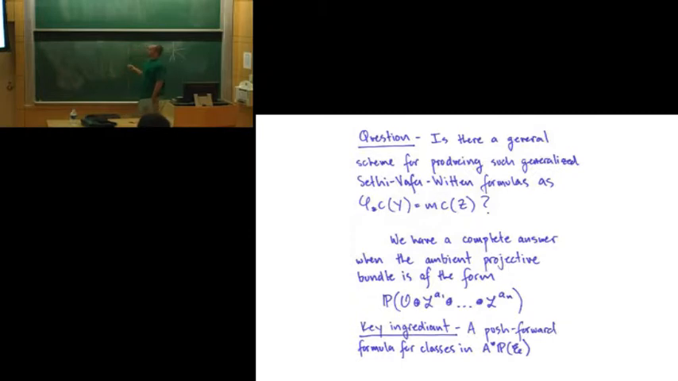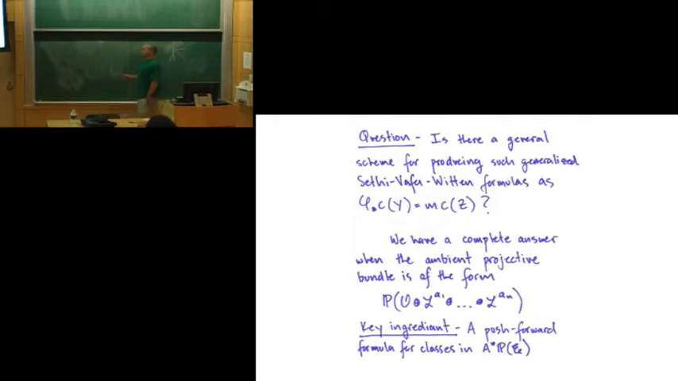So the partial answer is, well, we have a complete answer when the ambient projective bundle is of the form P of O plus direct sums of tensor powers of L. I admit that this is a restricted class of projective bundles to look at, but all the elliptic fibrations used in physics, at least the ones I've seen so far, are embedded in projective bundles of this form. And so the key ingredient for producing such generalized Sethi-Vafa-Witten formulas is a push-forward formula for classes in the Chow ring of a projective bundle.